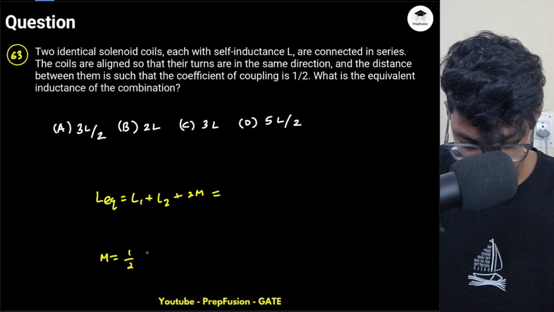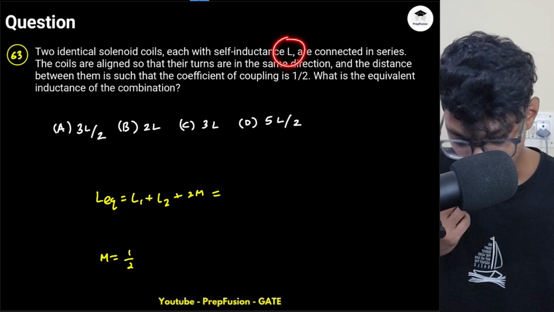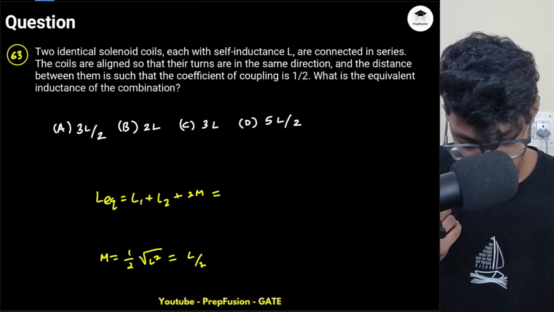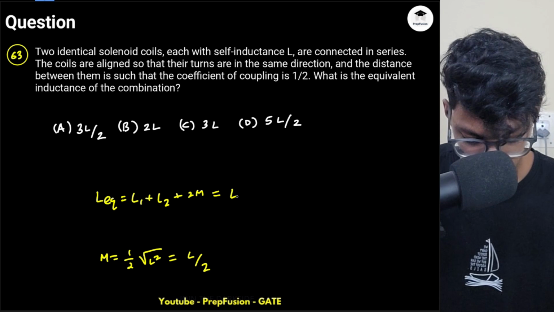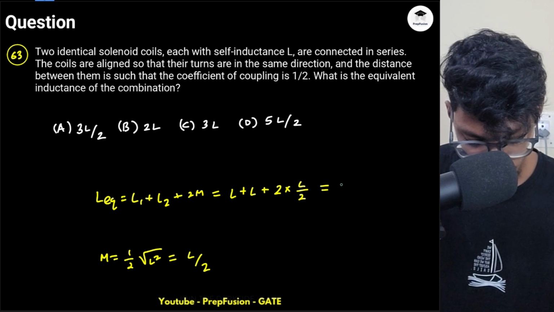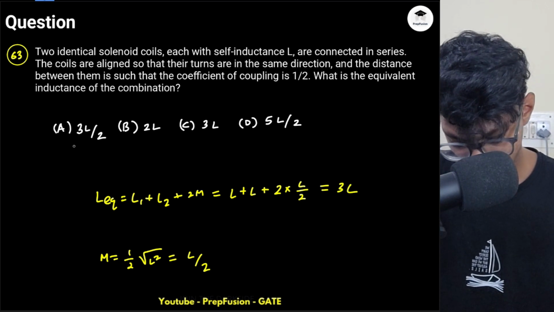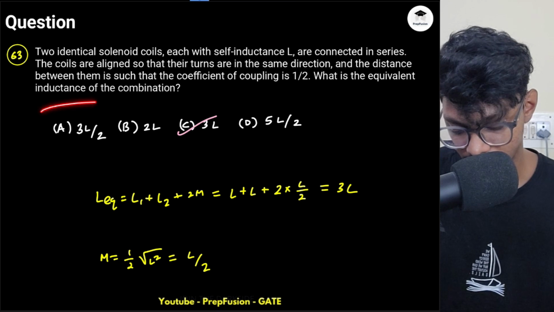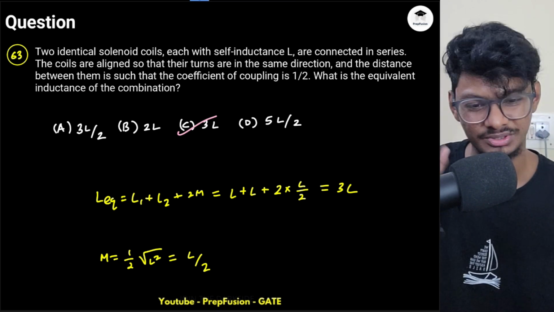So M equals half into under root L1 L2. Both are L. So it will be under root L square, so it will be L by 2. So here it will be L plus L plus 2 into L by 2, so it will be 3L. So the answer will be simply C. Okay. So what is the equivalent inductance of the combination? It will be 3L. Just a basic type question.